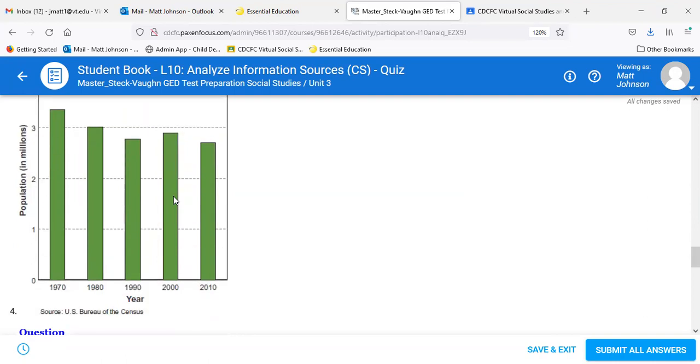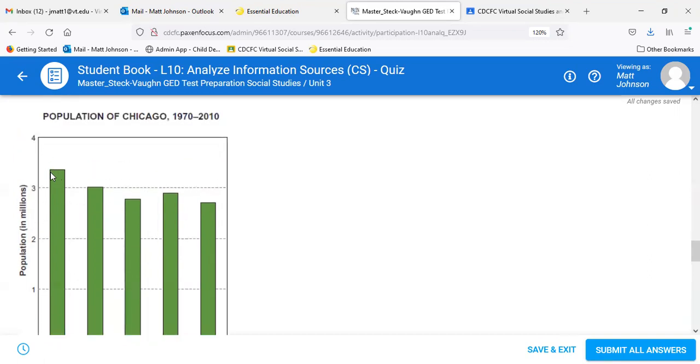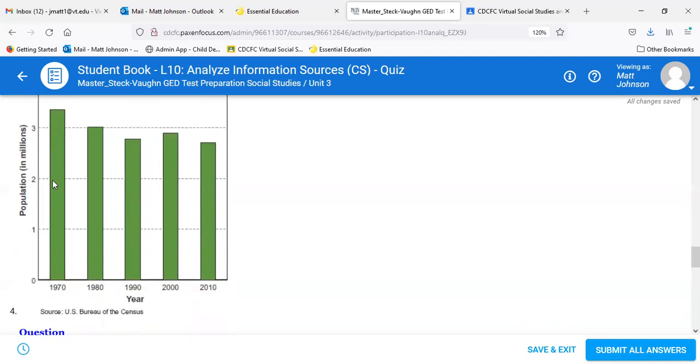A little bit more, it started to grow a little bit between 1990 and 2000, and then it dropped again between 2000 and 2010. So maybe close to about 3.25 million, maybe close to 3.5 million in 1970, and then well under 3 million by the time we get to 2010. So that's the information we're dealing with here.